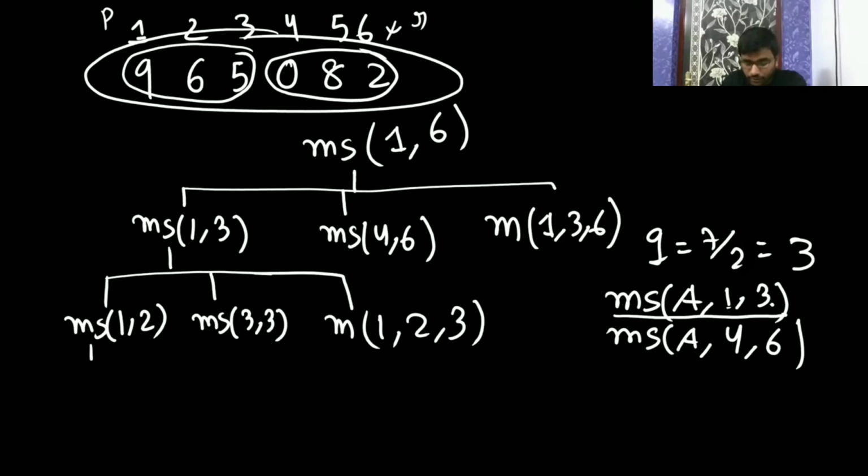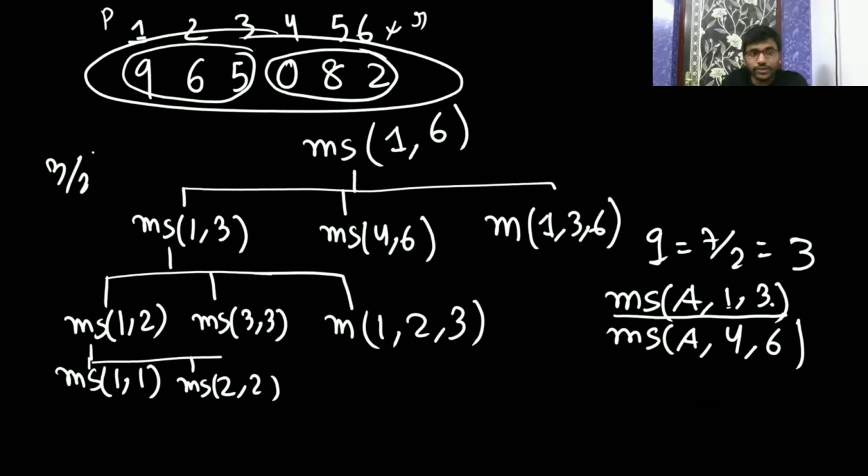P is smaller than Q. Yes, condition satisfied. Again, merge is going to call merge sort on 1, then 2 on 2, because 2 plus 1 is your 3, 3 by 2 is your 1.5, so that is your 1. So from 1 to 1, then Q plus 1, Q is your 1, from P to Q 1, then Q plus 1 is your 2 to 2.